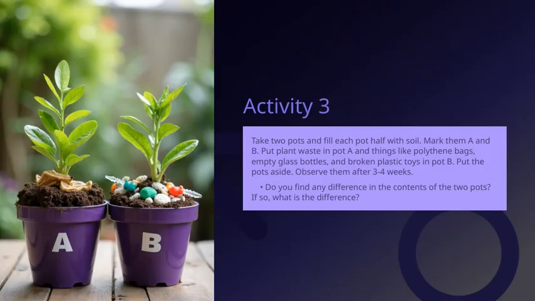First, take 2 pots and fill each one halfway with soil. Label them as Pot A and Pot B. In Pot A, put plant waste, things like vegetable peels or leaves. In Pot B, add non-biodegradable waste such as polythene bags, empty glass bottles, and broken plastic toys. Once you've done that, set the pots aside and give it some time, about 3 to 4 weeks.